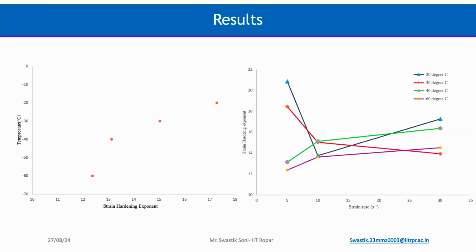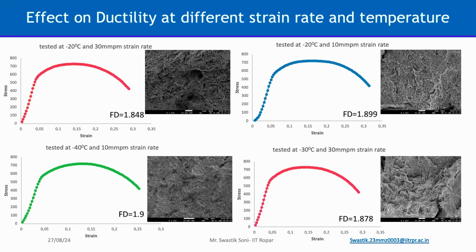Next, we compare the strain hardening exponent, which is calculated through the Ramberg-Osgood equation. With temperature, when the temperature is decreasing, the exponent will increase, and with the strain rate, the strain hardening exponent has transitions.